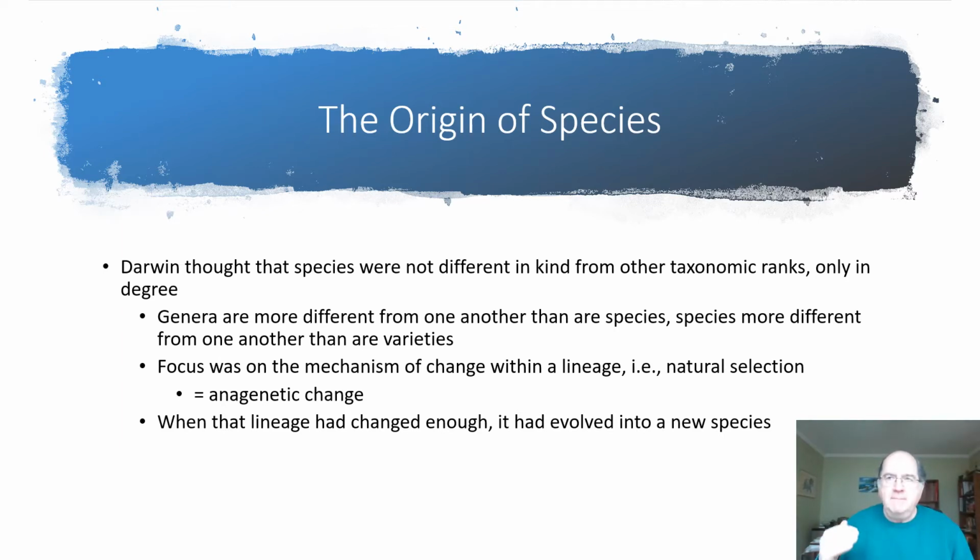So changes, evolution within a lineage in traits, size, color, morphology, behavior, anything. That's referred to as anagenetic change. And the mechanism for that are the typical mechanisms we talk about in microevolution. You know, it could be natural selection, it could be genetic drift, it could be the appearance of mutations, et cetera, et cetera. So in Darwin's point of view, when that lineage had changed enough through these anagenetic changes, then it had evolved into a new species, hence the title of his book.